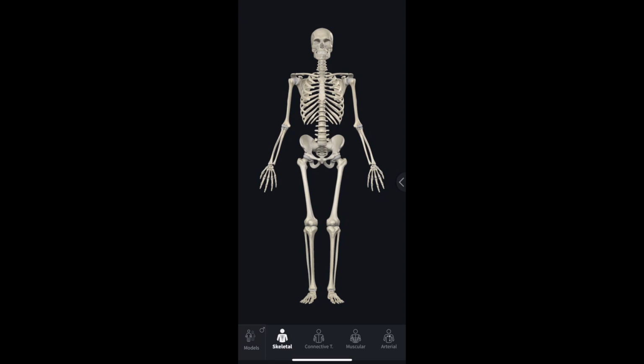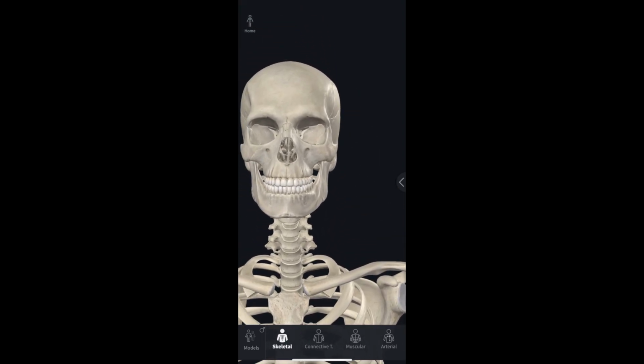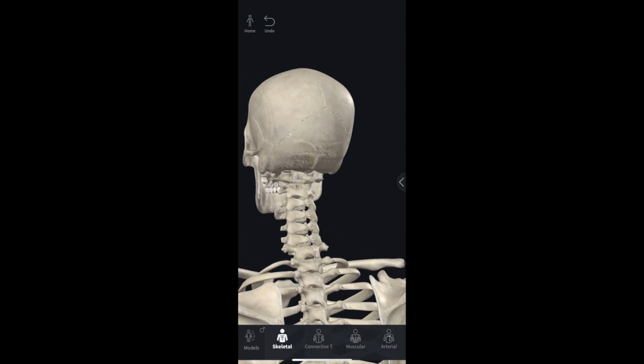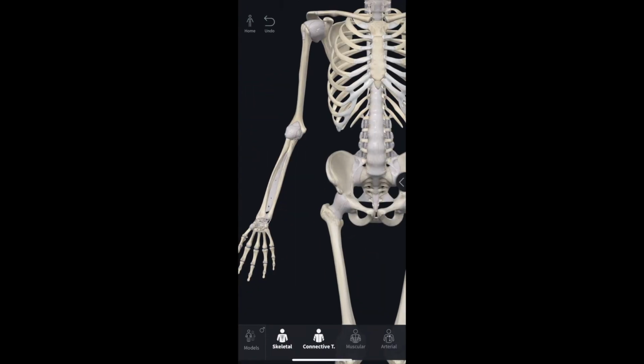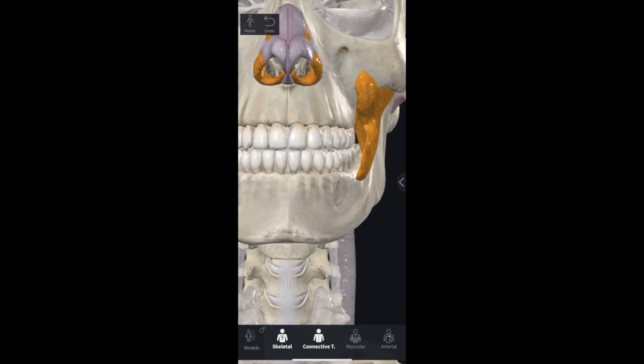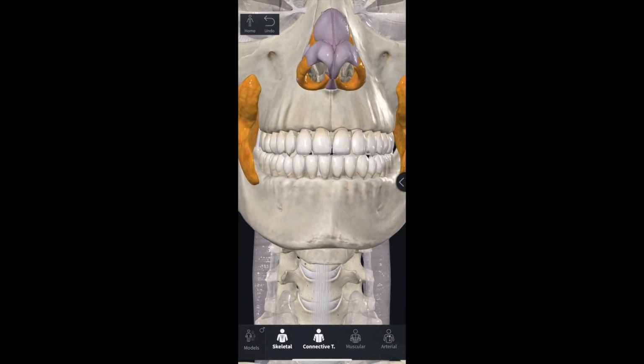One is fibrous, which forms strong connections between bones. For example, sutures join most bones of the skull. Interosseous membrane forms a syndesmosis between the radius and ulna bones of the forearm. And gomphosis is a specialized fibrous joint that anchors a tooth to its socket in the jaw.